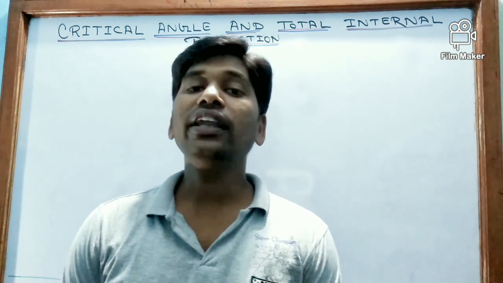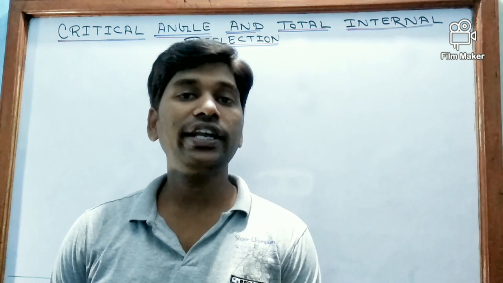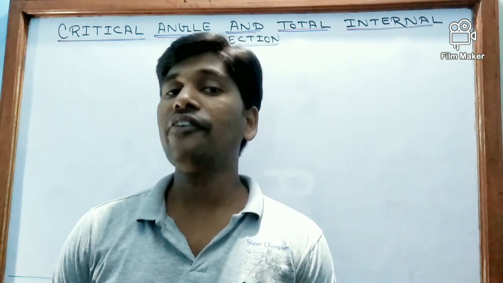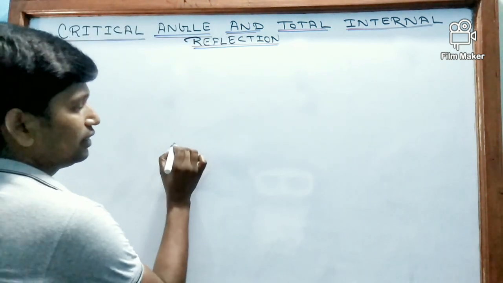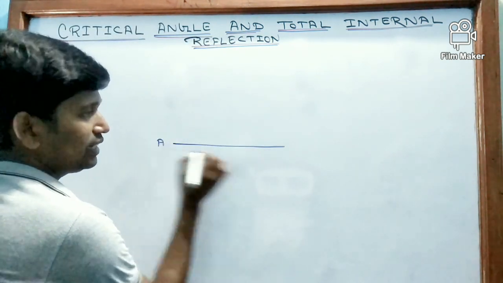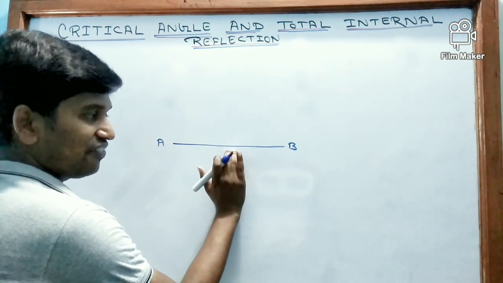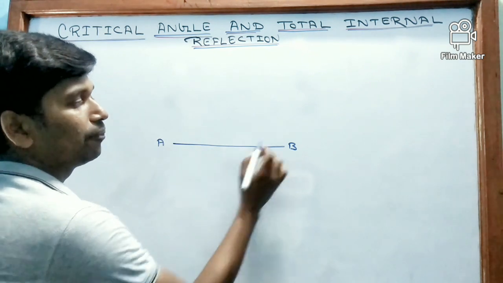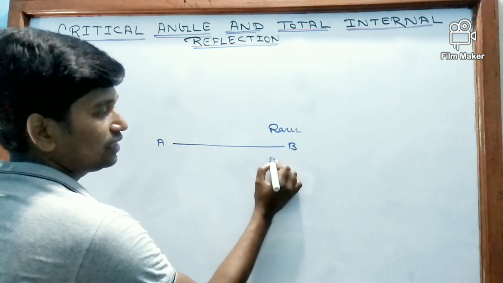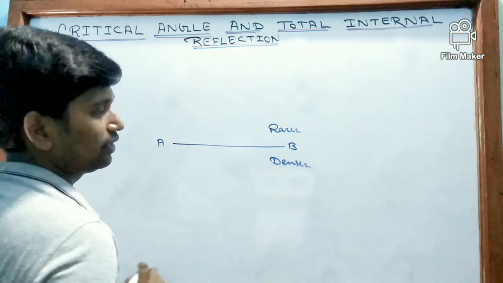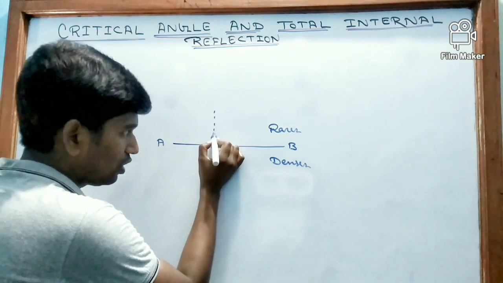As we know, when a ray of light travels from denser medium to rarer medium, it bends away from the normal. Let us see. Suppose AB is an interface or a surface which separates two media. Let the upper side be rarer and this side be a denser medium. Suppose one normal is there. I am taking a normal at this point.